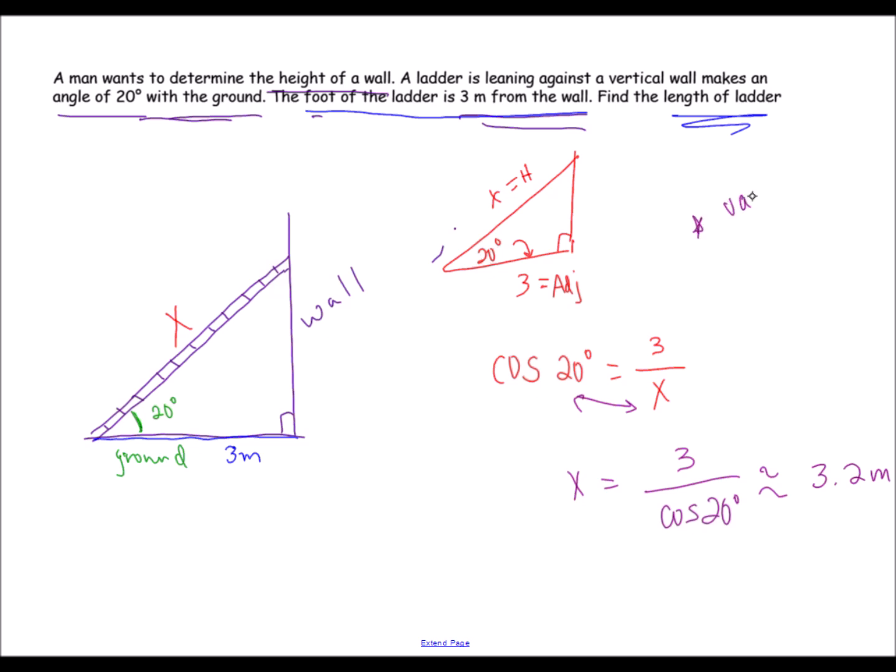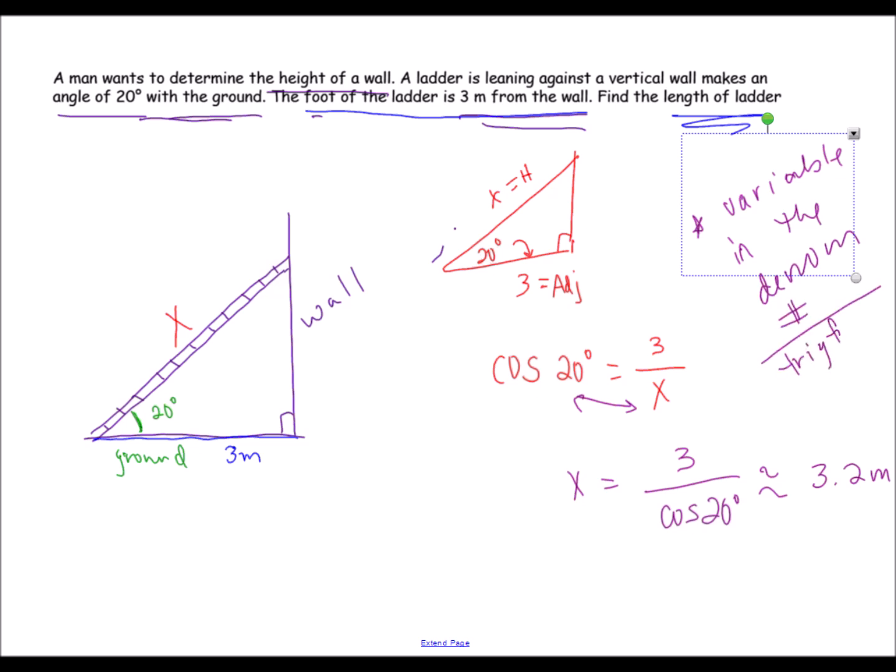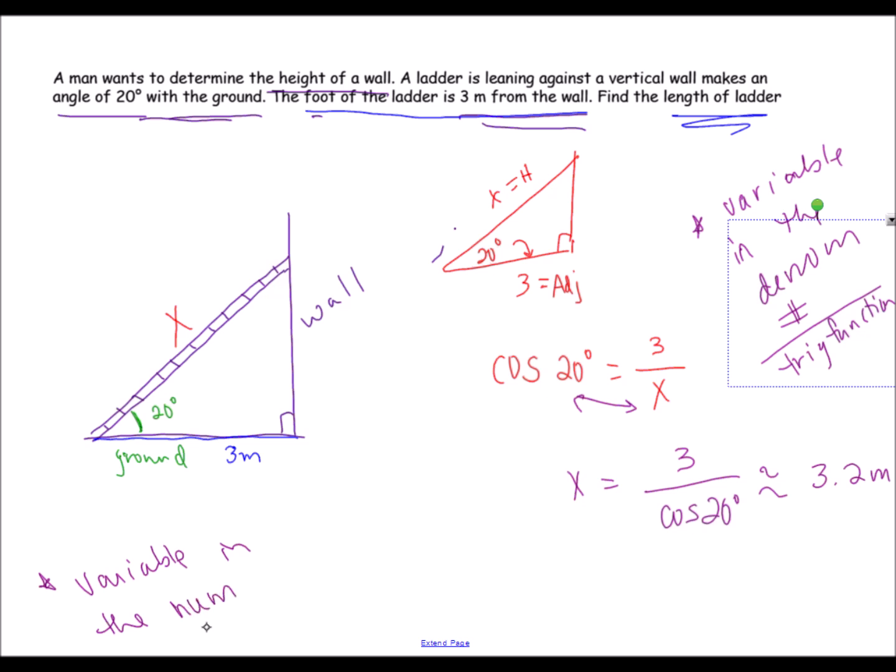So yeah, this is the trick right here. If the variable is in the denominator, then it's the number divided by the whole trig function. If the x variable is in the top, if it's in the numerator, then it's the number times the trig function. And then that's it. You just plug it in and solve.